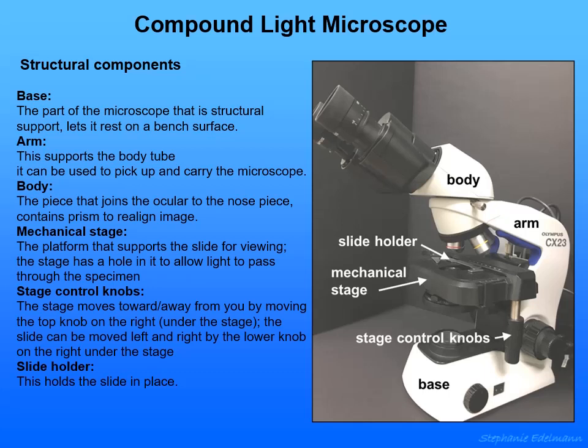On this slide, you see the mechanical stage labeled. The mechanical stage supports the slide for viewing. Sometimes mechanical stages have different contraptions, attachments, that will hold culture dishes or slides. Our microscopes have a slide holder clip to insert a slide for viewing. To the right, below the stage, are the stage control knobs. One of those knobs moves the stage towards you or away from you, while the other one moves the stage to the right and to the left.